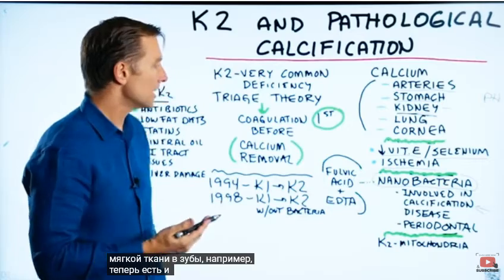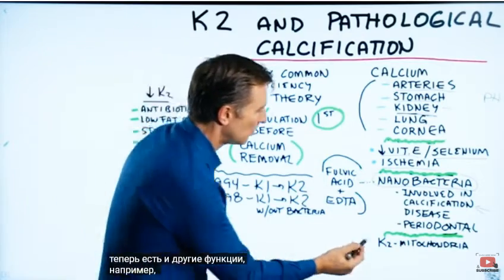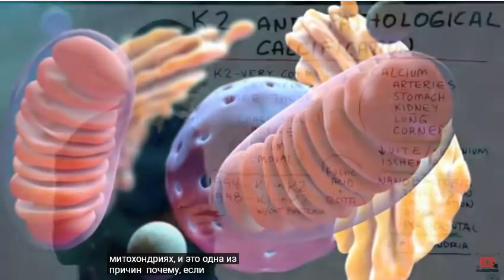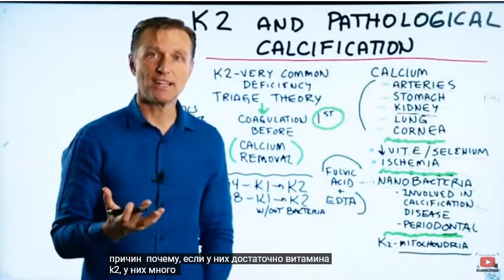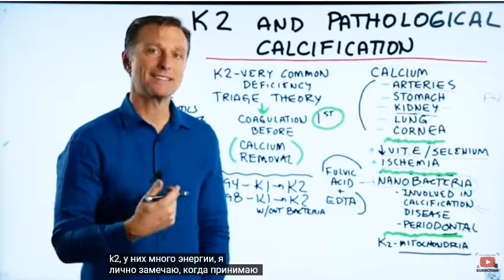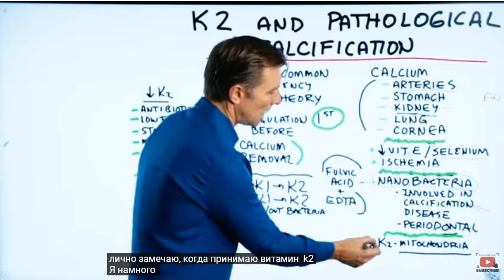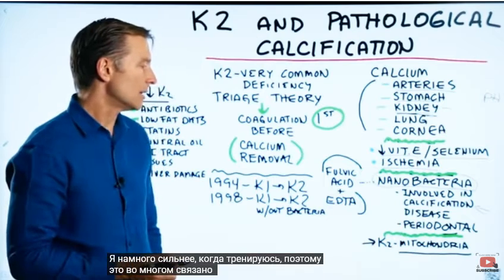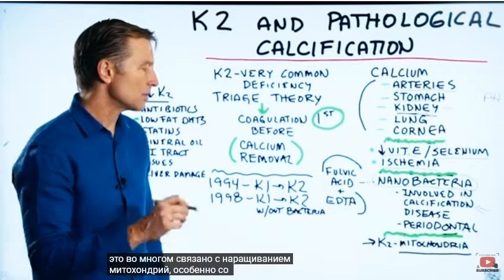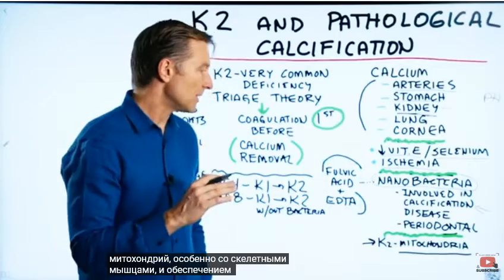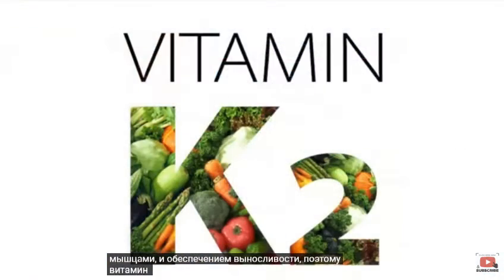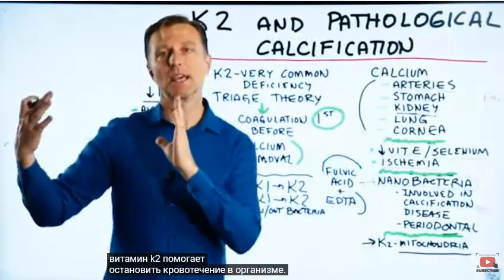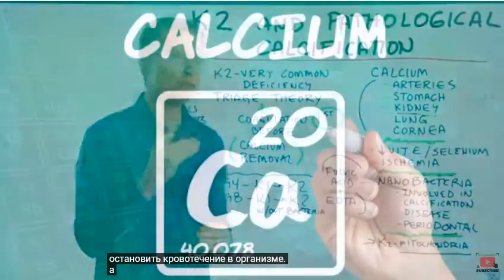Now, there are other functions too. For example, one being involved in the mitochondria. And this is one of the reasons why, if they have enough vitamin K2, they have a lot of energy. I personally notice when I take vitamin K2, I'm much stronger when I work out. So it has a lot to do with building up the mitochondria, especially with skeletal muscle, and providing endurance. So vitamin K1 has to do with stopping some type of bleeding going on in the body. Vitamin K2 is the transportation of calcium.